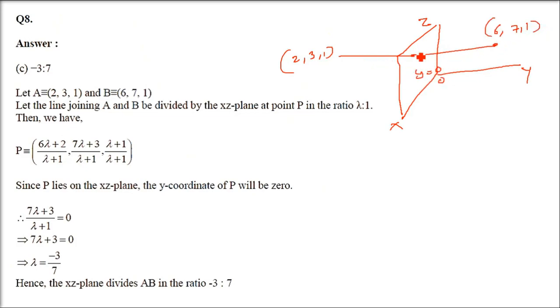Now you have this XZ plane, that is, Y is going to be 0. Assume the division is lambda is to 1. So lambda into 6 plus 1 into 2, divided by lambda plus 1. Then 7 into lambda plus 3 into 1, divided by lambda plus 1. Then 1 into lambda plus 1 into 1, divided by lambda plus 1. Now Y is 0. So (7 lambda plus 3) by (lambda plus 1) is 0, and lambda is going to be minus 3 by 7. So externally it is dividing in the ratio 3 is to 7. Minus 3 by 7 is actually given. So this is the answer.